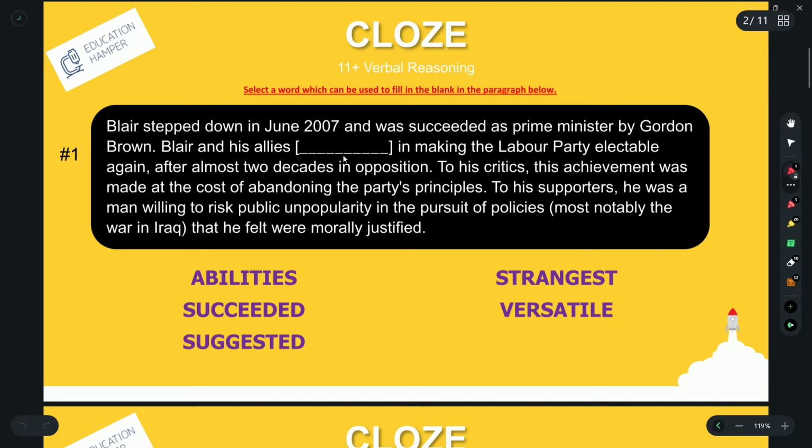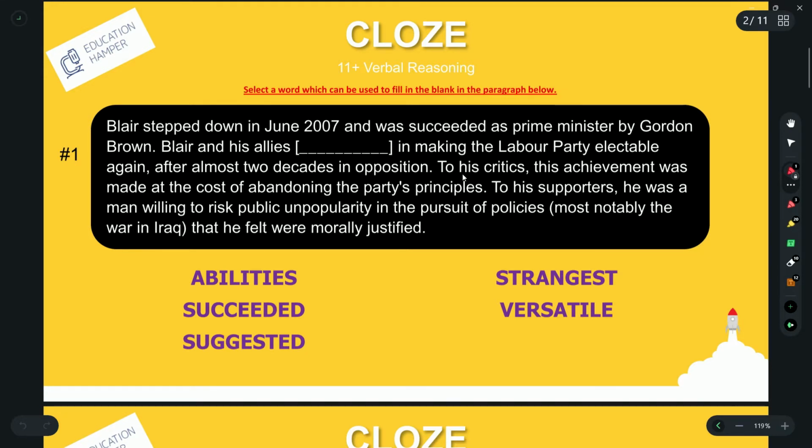When we have a blank in the middle of a sentence like this, I like to run through the entire paragraph to help understand the context of what's happening here. So what this sentence seems to mean is that Blair and his allies, people aligned with Blair who helped him, did something that made the Labour Party more electable. And they looked like they were out of power in opposition for 2 decades, 20 years.